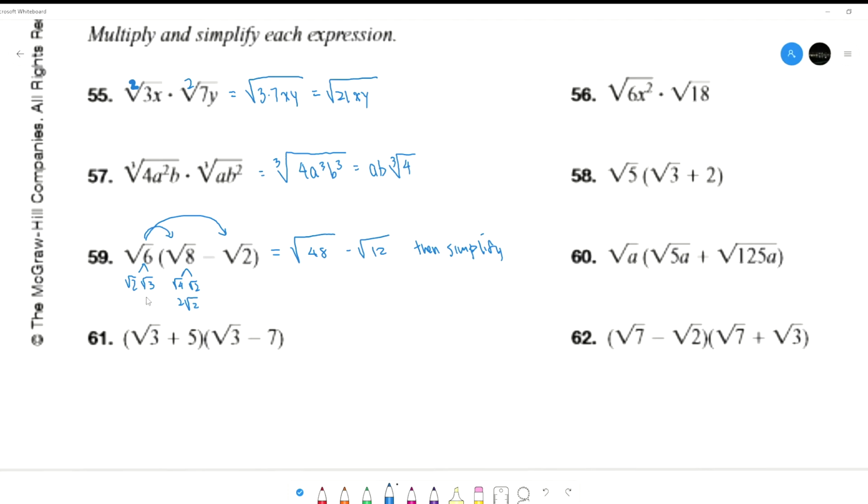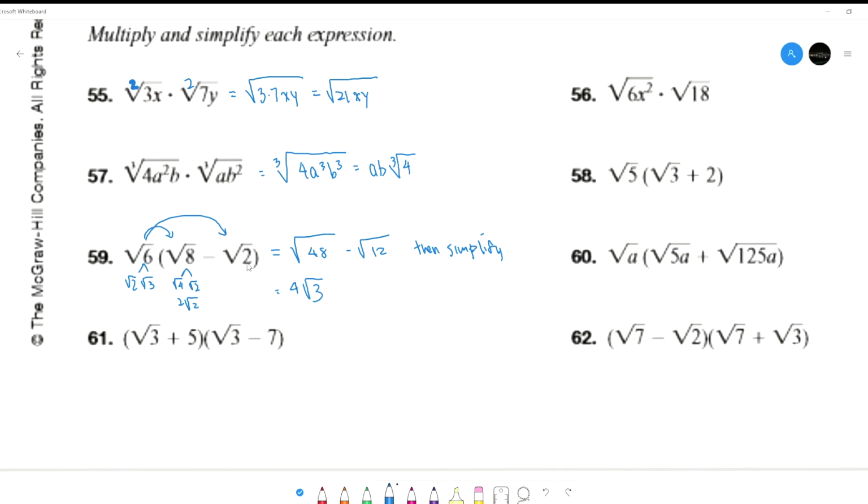So when I'm distributing, I'm looking at radical 6, which is these numbers, times radical 8. I see radical 2 times radical 2 is 2, and then this 2 is 4, because you're multiplying, times radical 3 is 4 radical 3. Does that make sense? Did everyone get that? If you understood that, can you type in chat that you did?